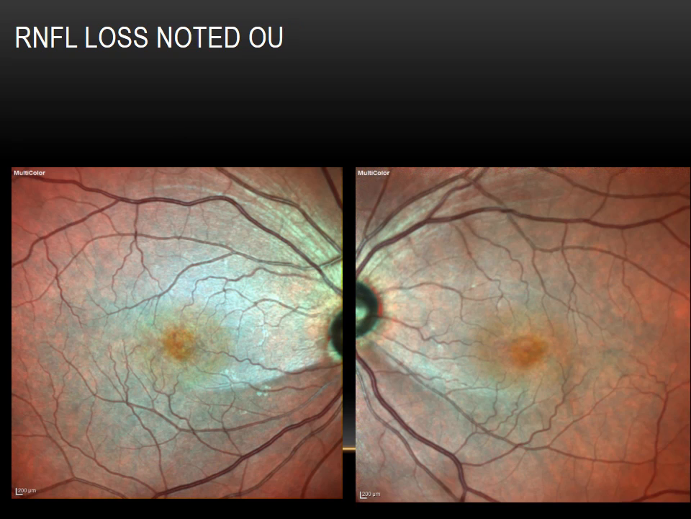Here is an example of a patient with bilateral inferior nerve fiber layer losses, and one can clearly see the edge of the loss in both the eyes. One can also notice that in both the eyes, superotemporally, there are isolated losses of the nerve fiber layer that are not yet extending to the disc margin.